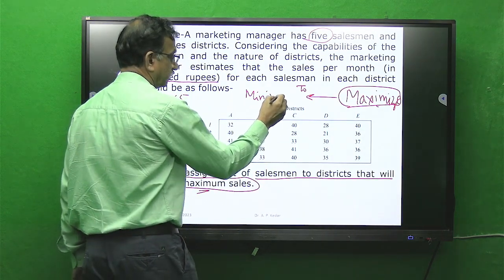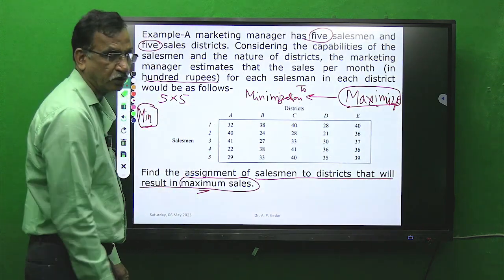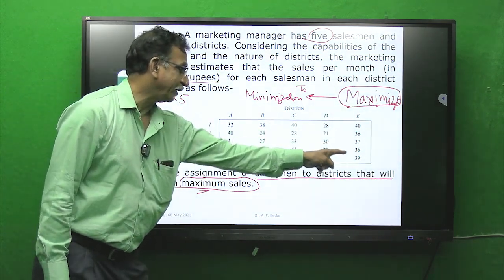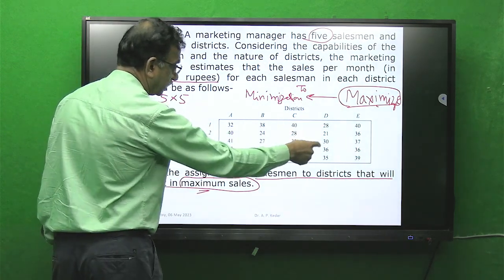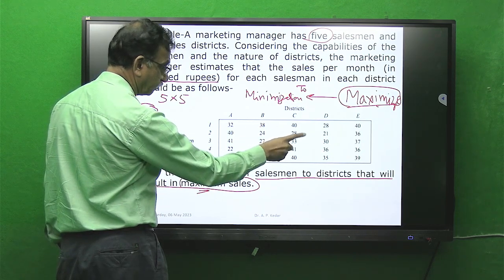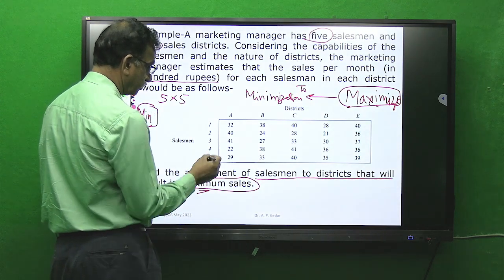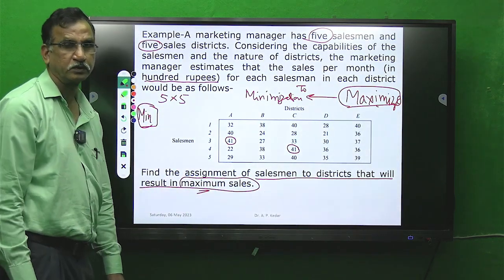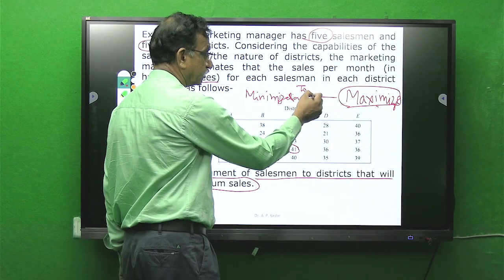We'll convert the maximization problem to a minimization problem. How? Simple, first step only. From the given matrix, identify the largest value. The values available are, in first row 40, in second row 40, in third row 41, and so on. So students, you can see that the largest value is 41.